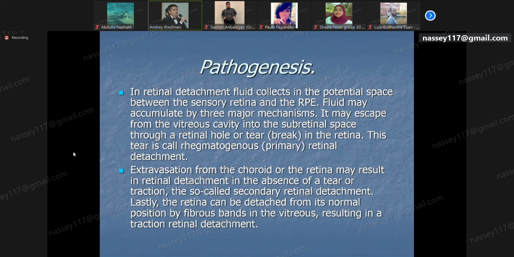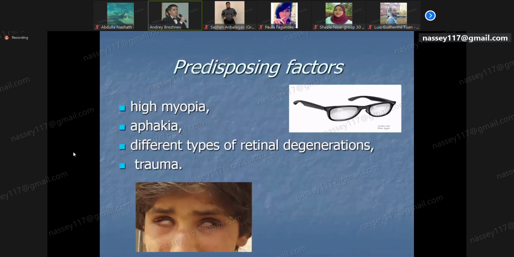Predisposing factors of the retinal detachment are high myopia, aphakia, which means absence of the crystalline lens, maybe congenital, maybe acquired, different types of retinal degenerations, usually peripheral degeneration, also acquired or congenital, and trauma. Post-traumatic detachment is a rather frequent type of retinal detachment.